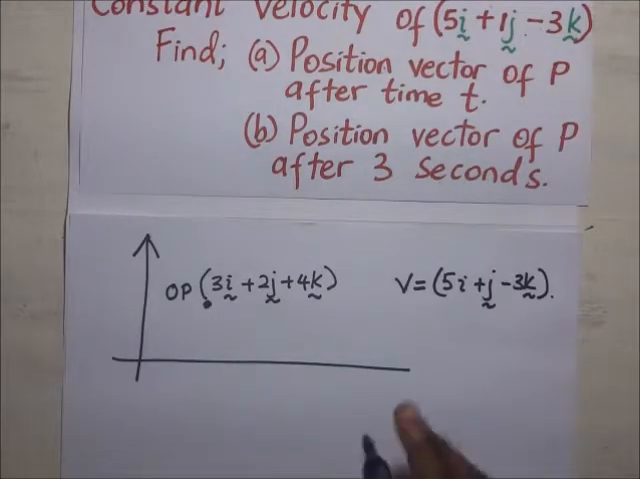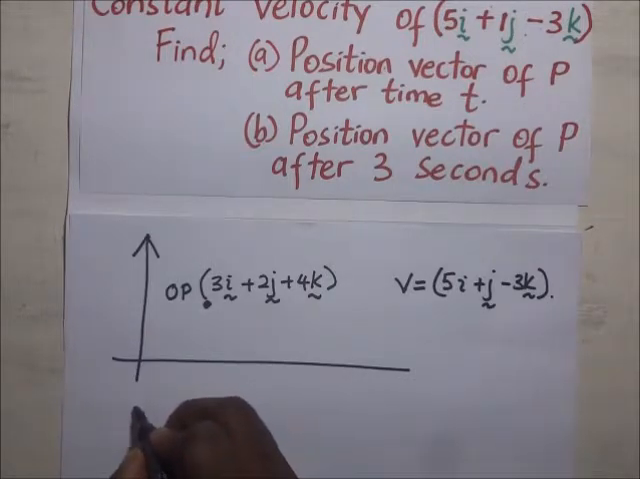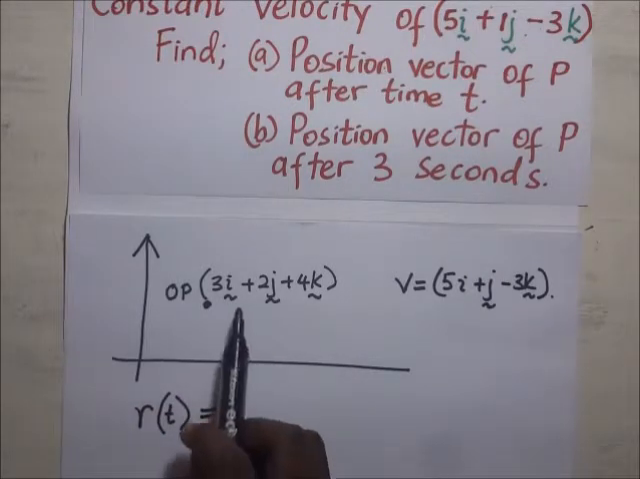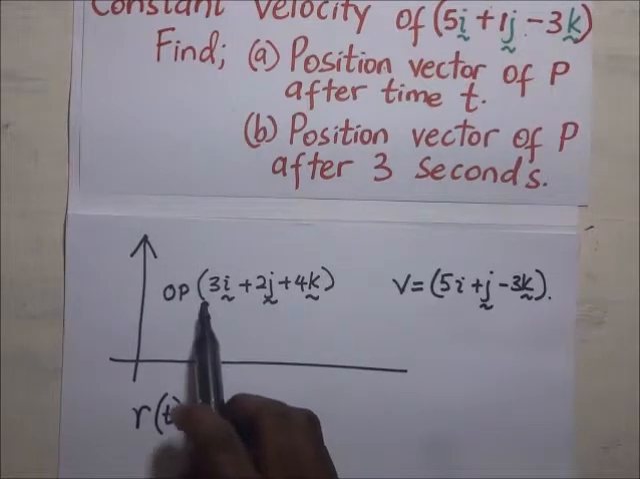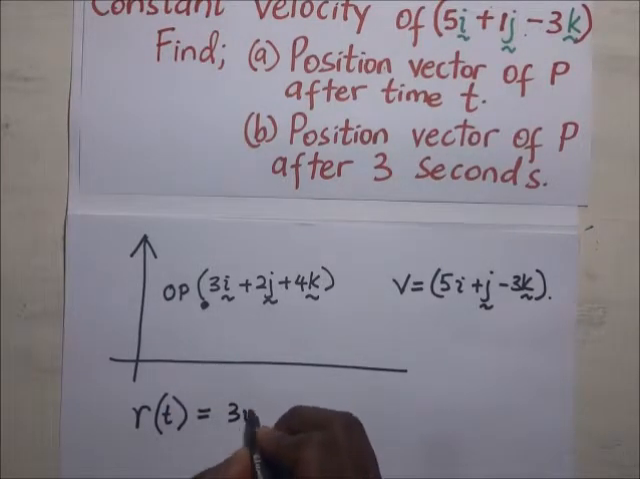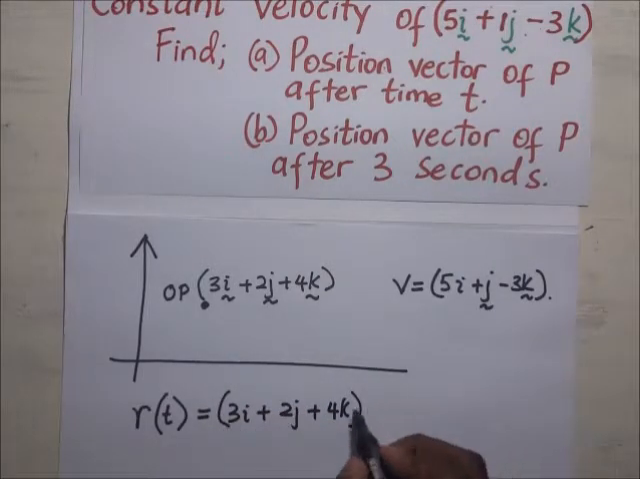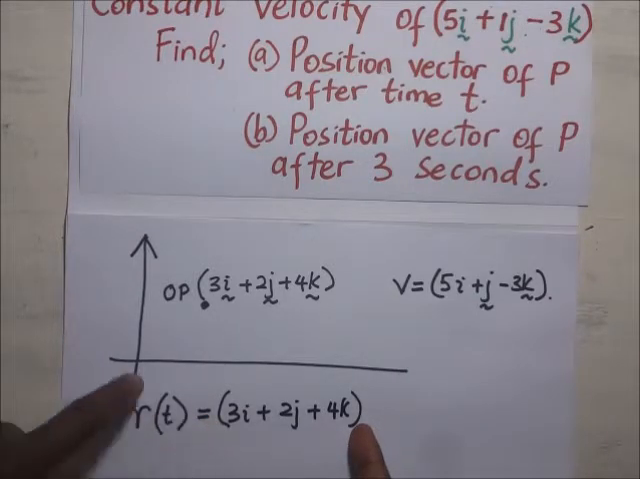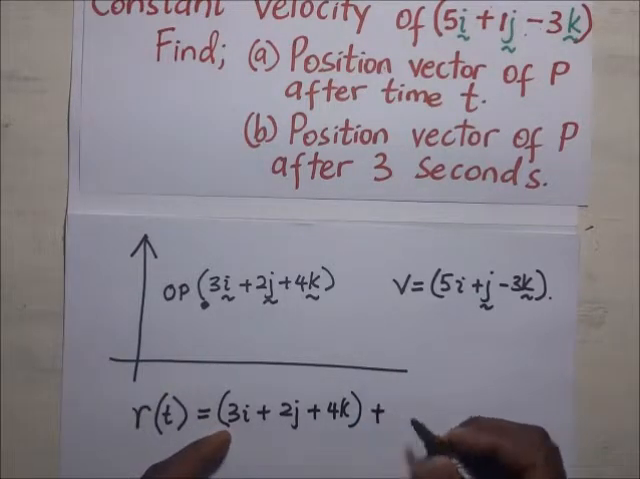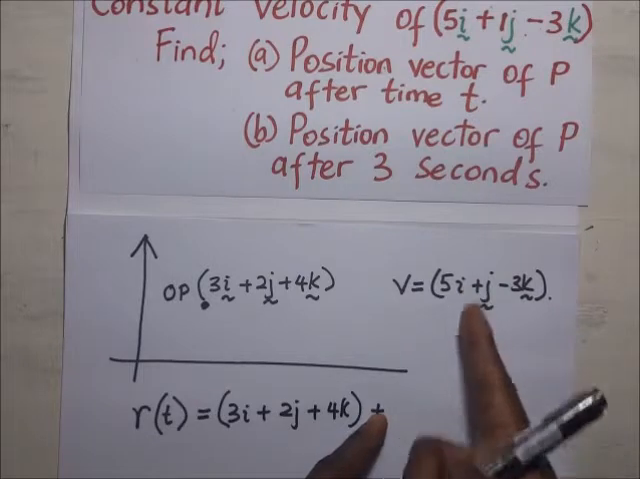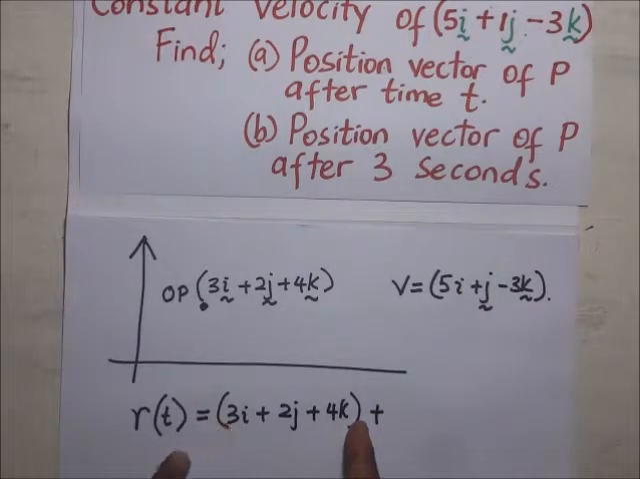So to find its new position vector after it has moved, let's denote it by r. The new position vector r after a certain time t is going to be given by the initial position vector, the place where it was initially, which was 3i plus 2j plus 4k. This is the position vector from the origin initially. Then plus, we add the extra distance that it moved. So we add the distance it moves with this velocity plus the distance it is from the origin, to get its new position vector from the origin.